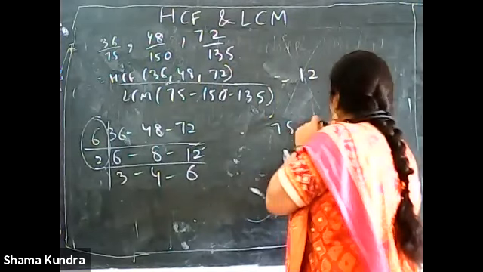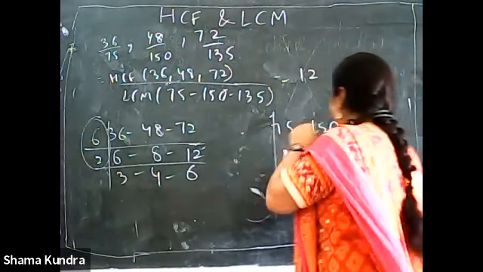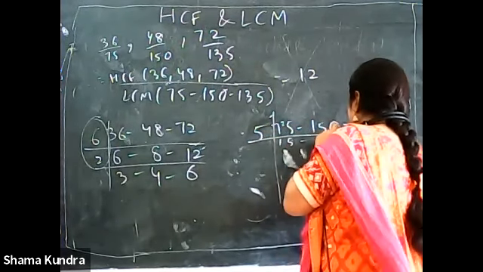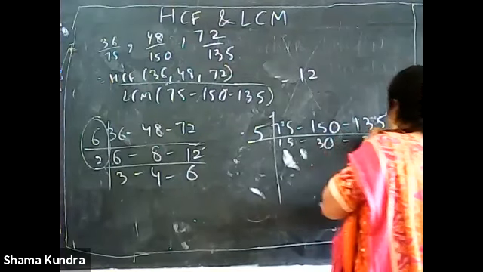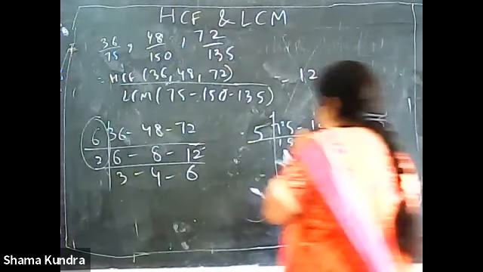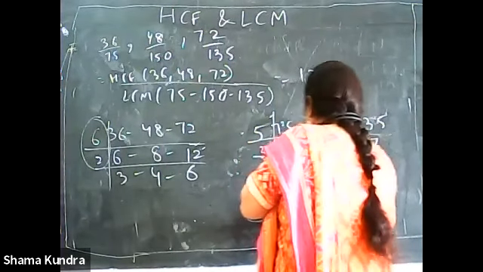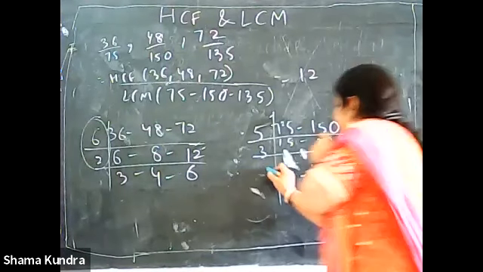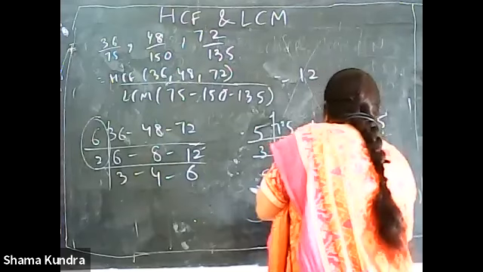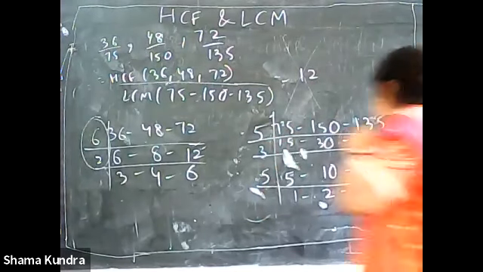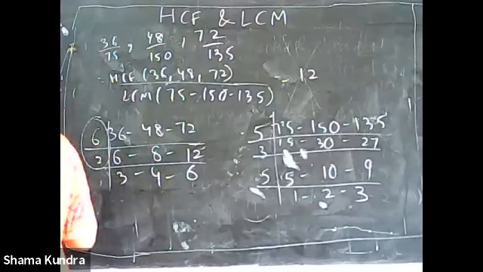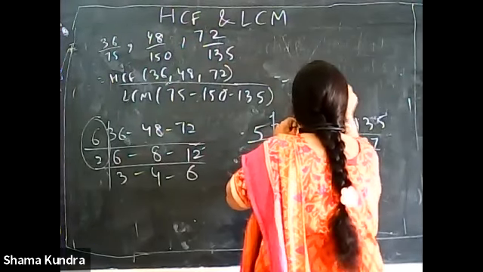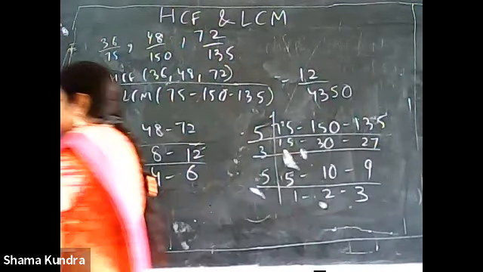75, 150 and 135. First of all, divide by 5. 5 ones are, 5 fives are, 5 twos are, 5 sevens are. Now divide by 3. 3 fives are, 3 tens are, and 3 nines are. Now with 5: 5 ones are, 5 twos are, and 3s are. Now multiply 5 into 3 into 5 into 2 into 3. What will you get? 4350. This would be the answer.